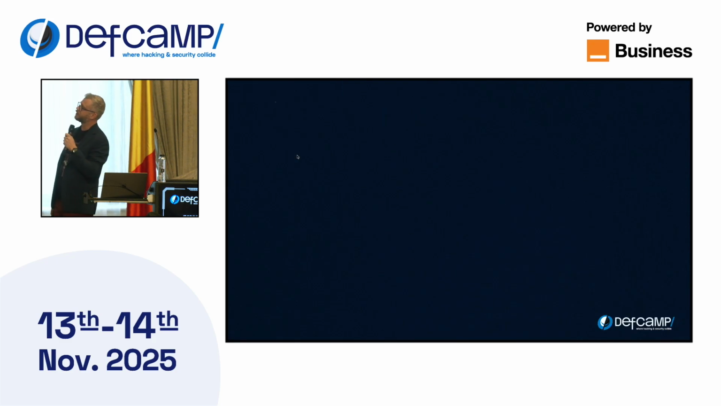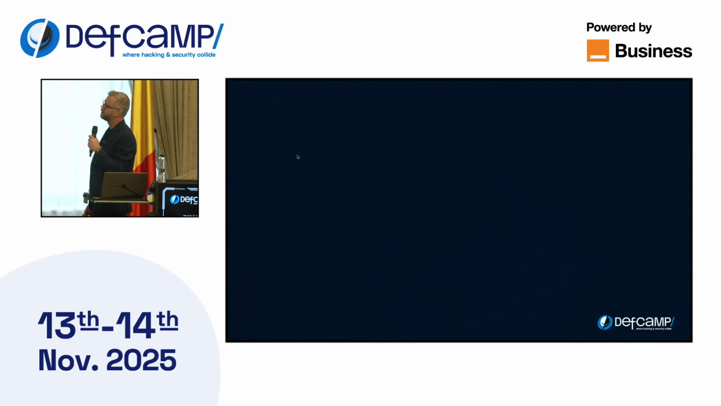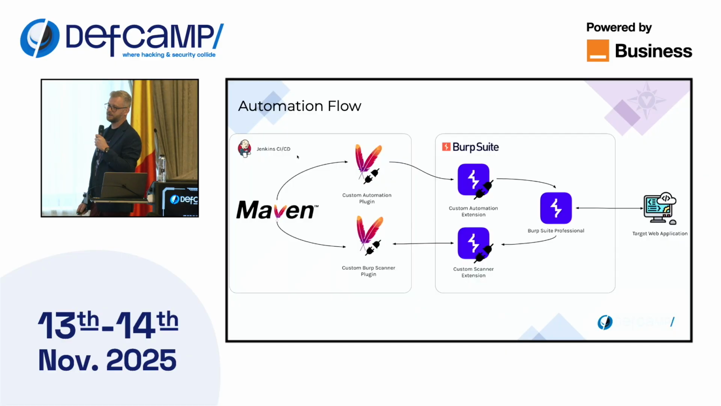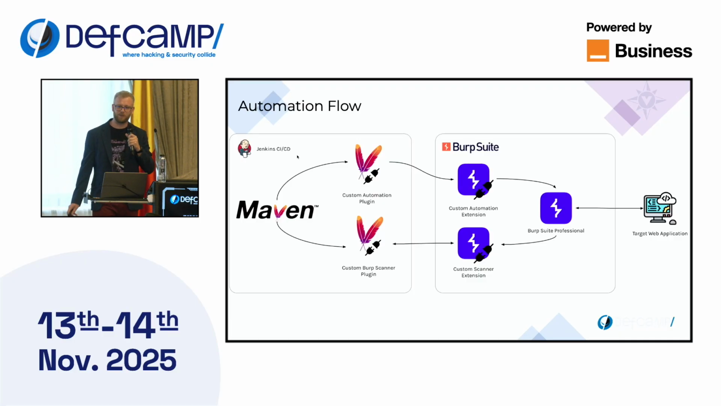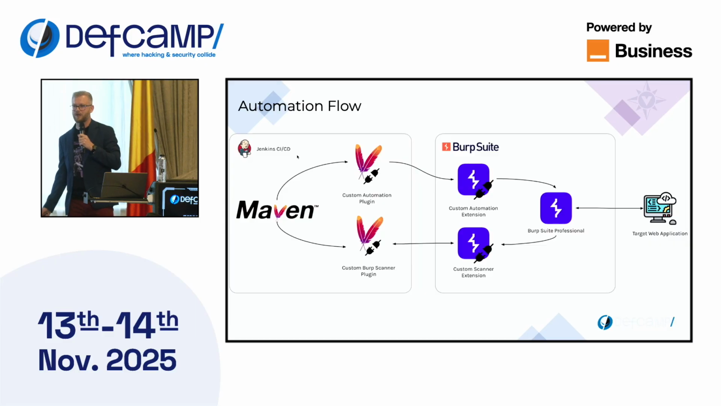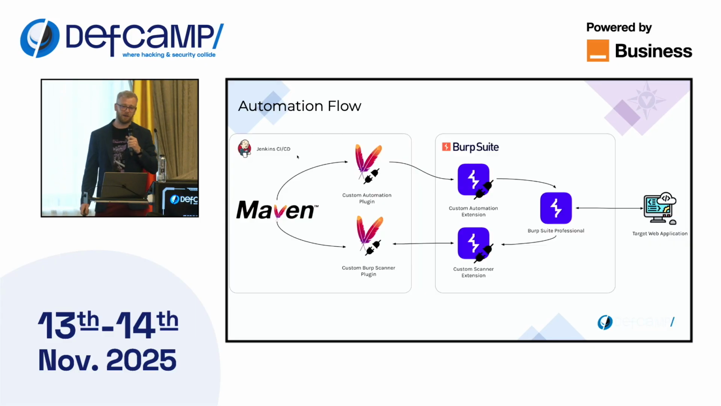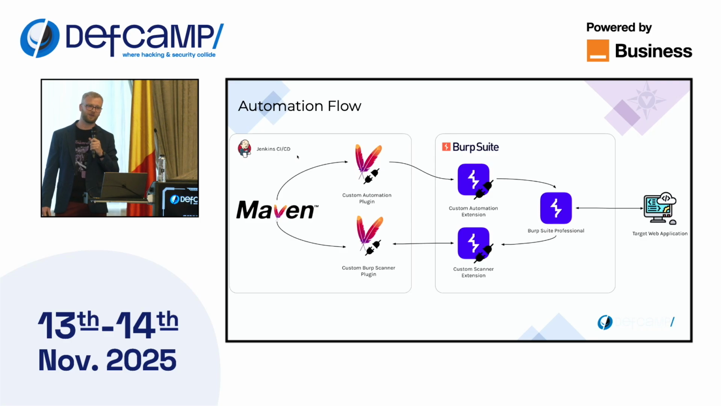Well, let me actually go back. Okay, so this is how the automation flow looked like. Super simplified one. There's no point in going into details, but the whole idea in this particular case, since it was a Java application, the build tool was Maven. So it's super easy to automate. Let's just build some automation around it that can talk to Burp Suite plugins.